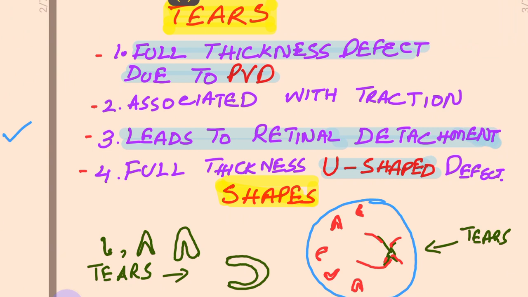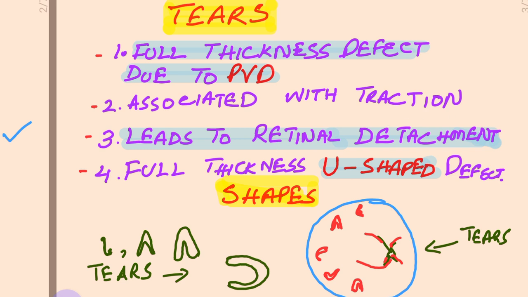Now what are the tears? Tears are the full thickness defects that are caused due to PVD or posterior vitreous detachment. They can also be caused due to trauma. Now how do they create a break? PVD basically causes traction on the retinal tissue. When it gets separated forcefully from the retina, it creates a break or a tear. Now these breaks or tears can lead to retinal detachment.